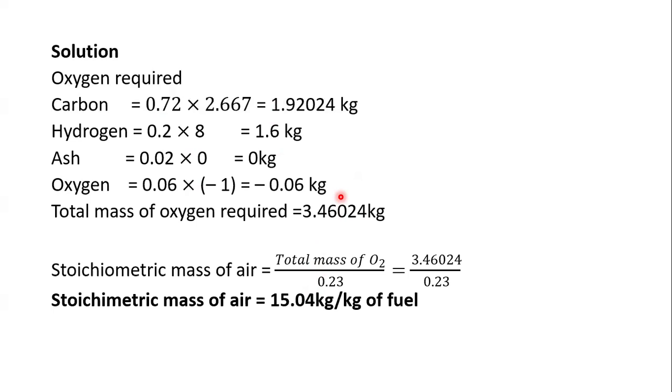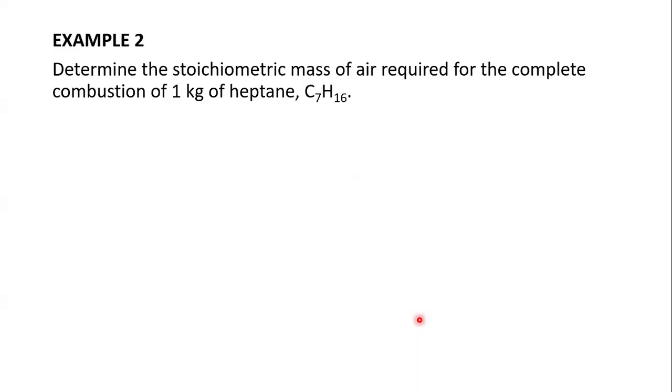Let's pick up another interesting example. Okay, here in case you've been required to find the air-fuel ratio, this is how you put it. Or it's 15 kg of air to 1 kg of fuel. Example number 2. Determine the stoichiometric mass of air required for the complete combustion of 1 kg of heptane, which is C7H16.